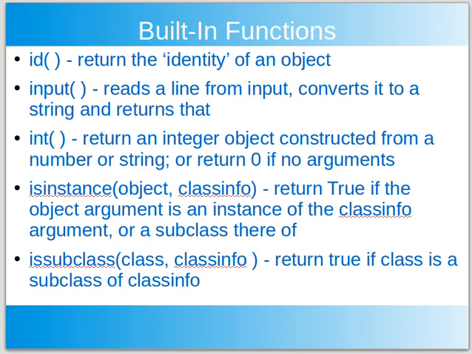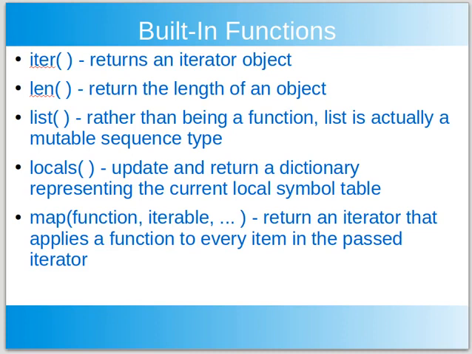Isinstance takes an object and classinfo. Returns true if the object argument is an instance of the classinfo argument, or a subclass thereof. Issubclass takes class and classinfo as arguments. Returns true if class is a subclass of classinfo. Iter returns an iterator object. Len, short for length, returns the length of an object. List, rather than being a function, is actually a mutable sequence type. Locals updates and returns a dictionary representing the current local symbol table. Map takes a function, iterable, etc. Returns an iterator that applies a function to every item in the passed iterable.